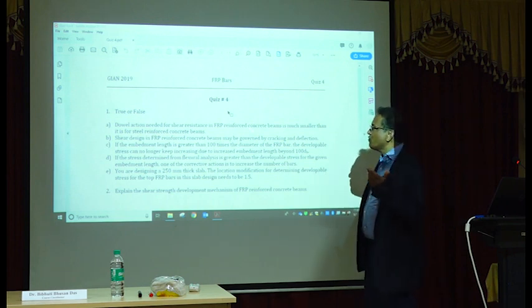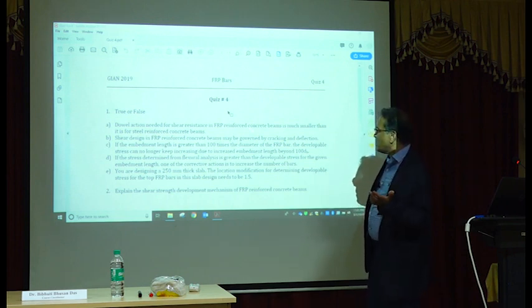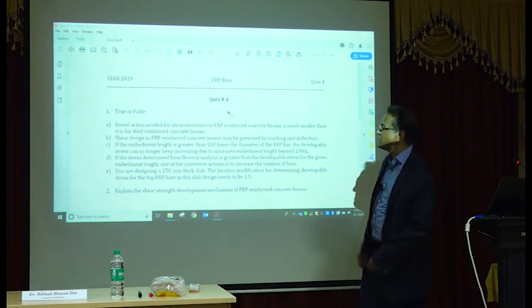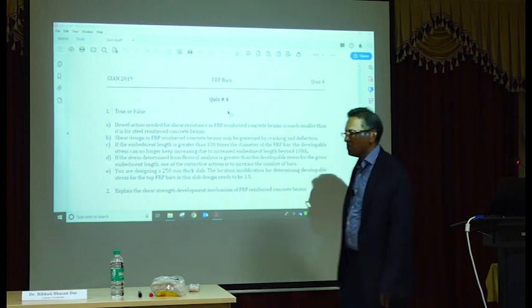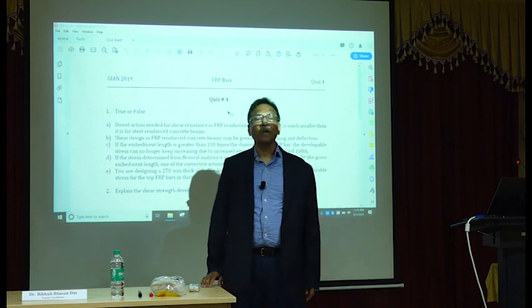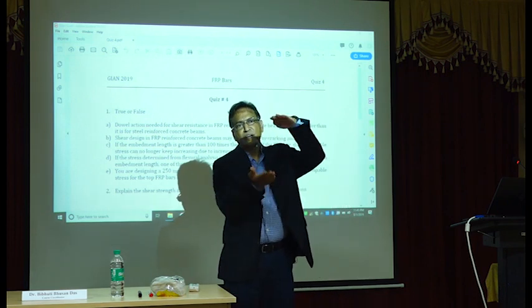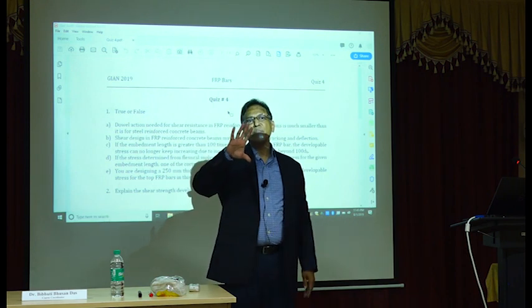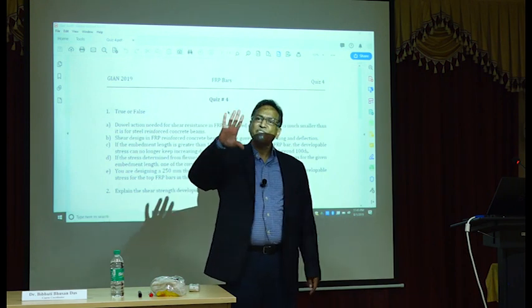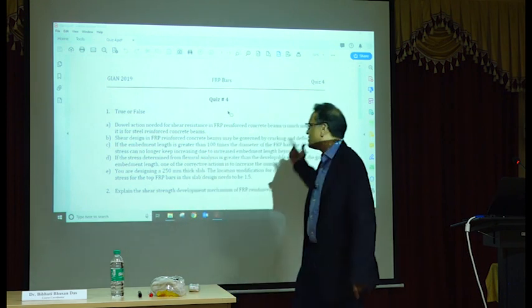You are designing a 250 millimeter thick slab. The location modification factor for determining the developable stress for the top bars in this slab design needs to be 1.5. True or false? False. Very good. Because you have to have a concrete thickness below the top bar of 300 millimeter before you classify that as a top bar. Very good. So that's done.